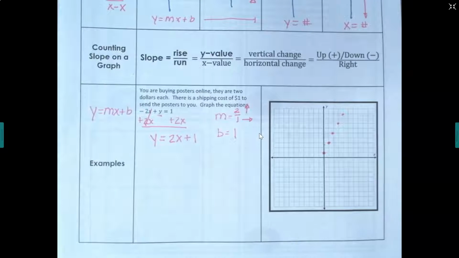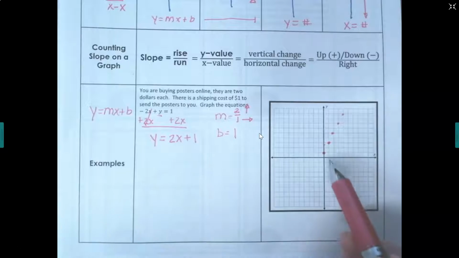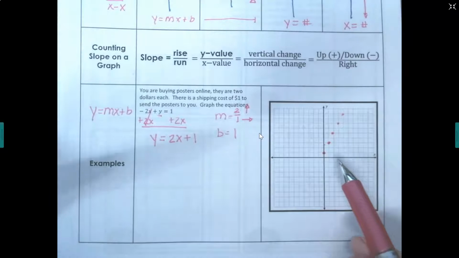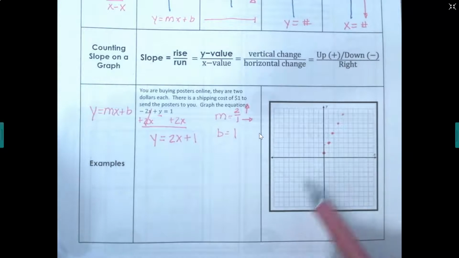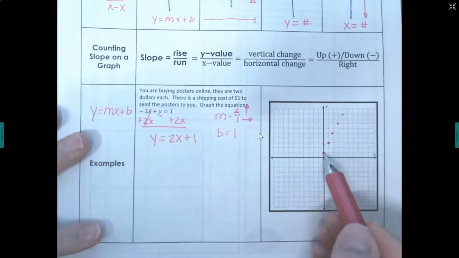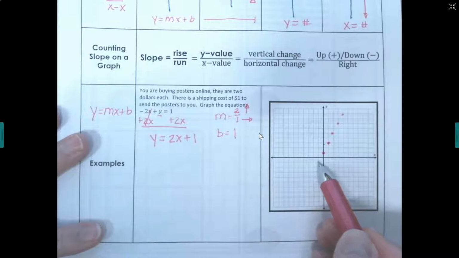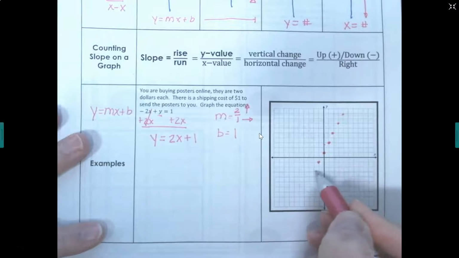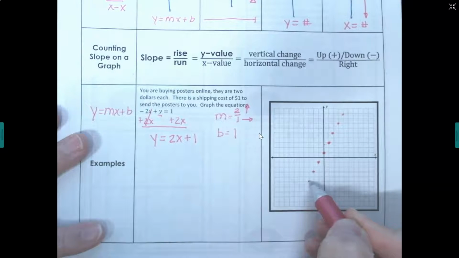Now, what if I wanted to make this line just a little bit longer before I drew it? So I was counting up and right. I can count exactly opposite that in order to extend the line back over here if I felt like it. So instead of up 2, right 1, I'd go down 2 and left 1. Do you see how it still falls in line with the rest of the points? Down 2, left 1, down 2, left 1.